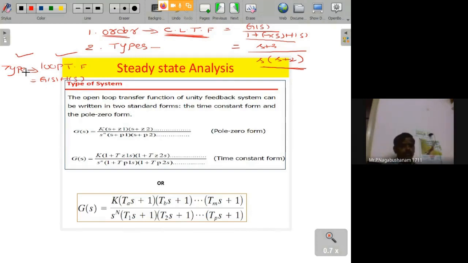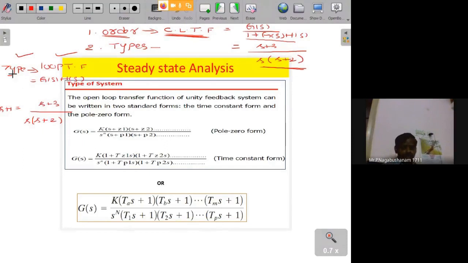Now we'll discuss what is a type. I will define type number with the same example. Type is always dealing with the loop transfer function, not the closed loop transfer function. I want the loop transfer function G into H. They will give G(s), the open loop transfer function, and the feedback path gain. If you multiply, assume this is what I got: G(s)H(s) equal to (s plus 3) divided by s into (s plus 2).